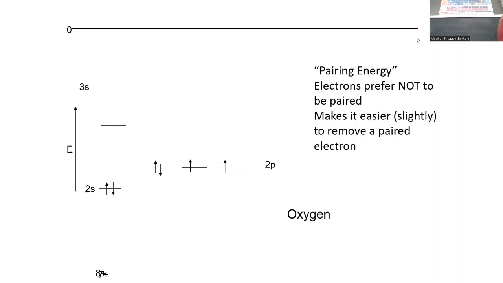All right, so pairing energy: the electrons prefer not to be paired, and this makes it slightly easier to remove a paired electron. I sometimes think of it like a tax refund. You have to pay a certain amount of tax to get your electron out, but then you get a little bit of that money back because, oh, you're doing us a favor by relieving these 2 paired electrons. You took one of the electrons out of that orbital, so they're no longer paired.